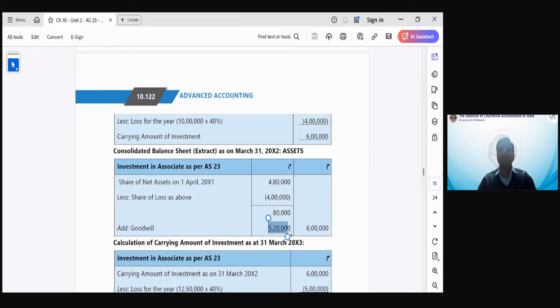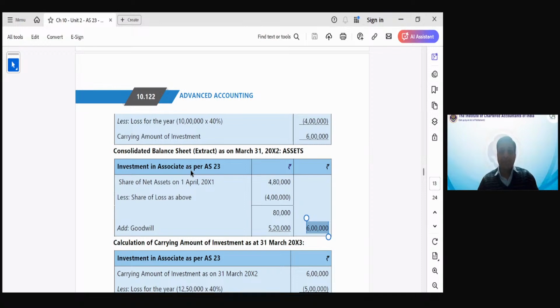So therefore, your cost of investment comes out to 6 lakhs. Clear? Everyone clear on this presentation? Any questions on this? Any doubts if you have? All right. Yeah, clear? Very good. So Abhishek is clear. Nitin is also clear. Great.